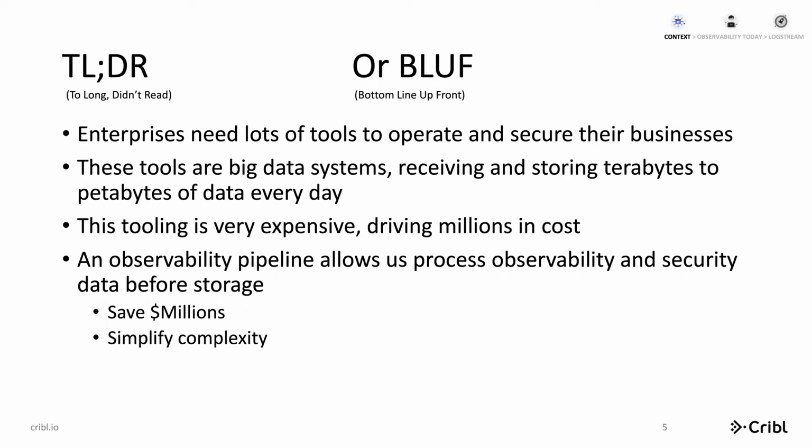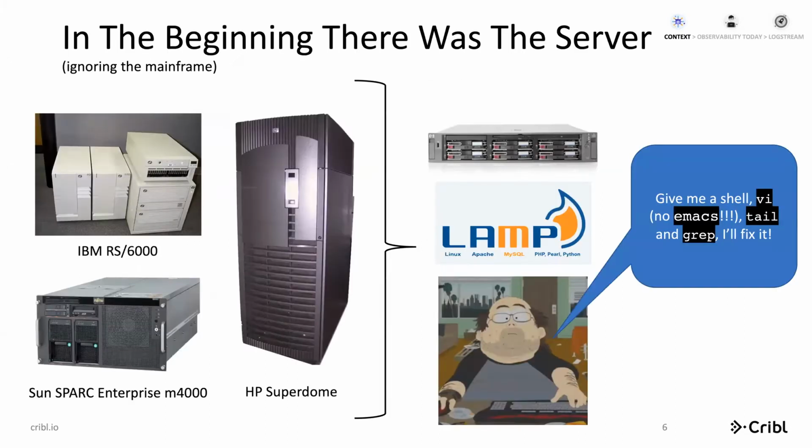Summary-wise, enterprises need a ton of tools, and that's not getting any better. These tools are big data systems in their own right, receiving and storing terabytes and petabytes of data daily. This tooling is incredibly expensive, costing millions upon millions of dollars, and an observability pipeline allows us to process that data for observability and security tooling before storage, potentially saving millions and simplifying complexity.